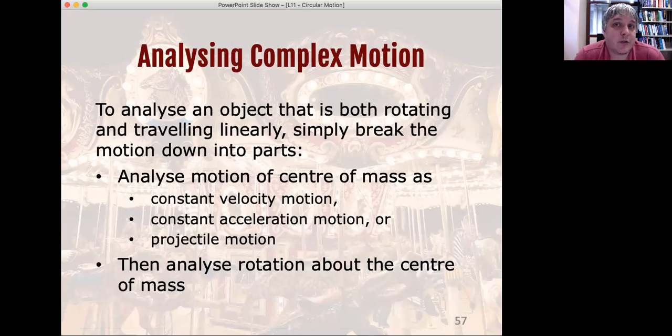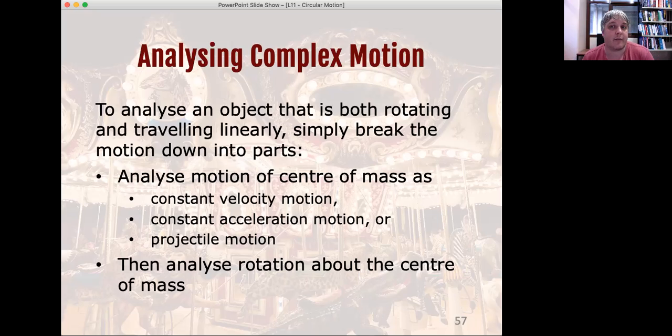In order to analyze motion like that, complex motion, you just do what I just did. You break it down into linear motion of the center of mass and then the rotation of the object about its own center of mass. So if you want to analyze a rugby ball that's spinning as it flies through the air, you look at the center of mass of the ball and you analyze that just like you would any projectile, and then you look at the rotation of the ball and you analyze that as you would for any rotational object. So then you would end up with information about the path of the ball, and that would be all our standard projectile motion stuff.